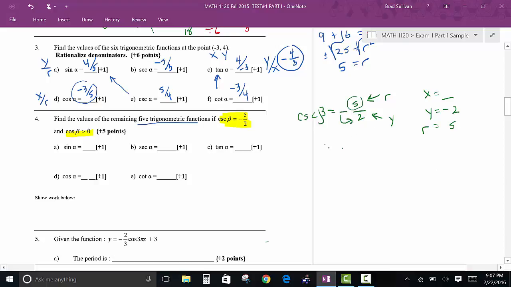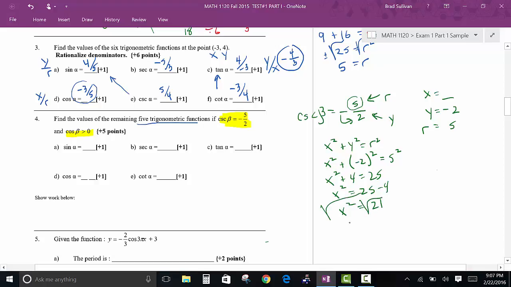Okay, then it would be Pythagorean Theorem, so we're going to do x squared plus y squared equals r squared. So that's going to be x squared plus negative 2 squared equals 5 squared. So that is x squared plus 4 equals 25. That's x squared equals 25 minus 4. So that's x squared equals 21. Then we do a square root of both sides, so you get x equals plus or minus square root of 21. Okay, well, when you put these 2 conditions together, you can narrow down which quadrant you're in.